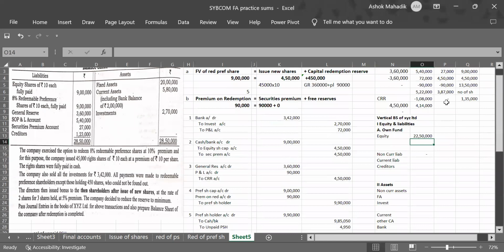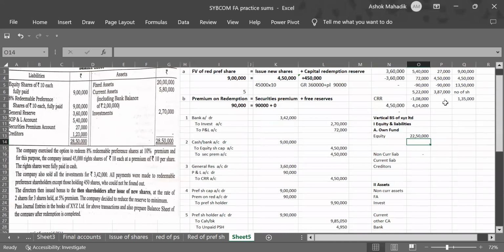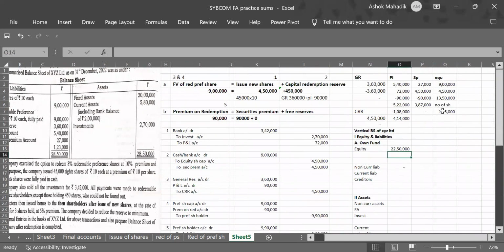See, if you observe our working note, in equity we had a balance of 13 lakh 50,000, right? And then we issued bonus shares. What is the value of the bonus shares? 9 lakh, isn't it? So even if we use this working note, we will get the same figure of equity capital, 22 lakh 50,000. Understood? So this is just a kind of cross verification.